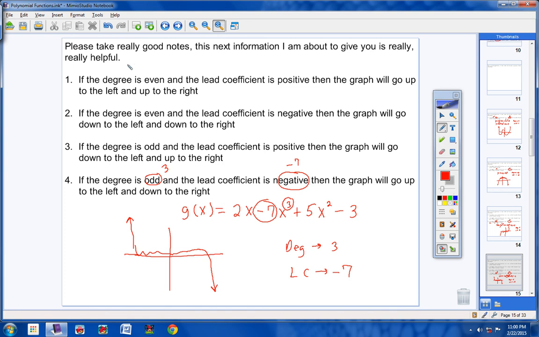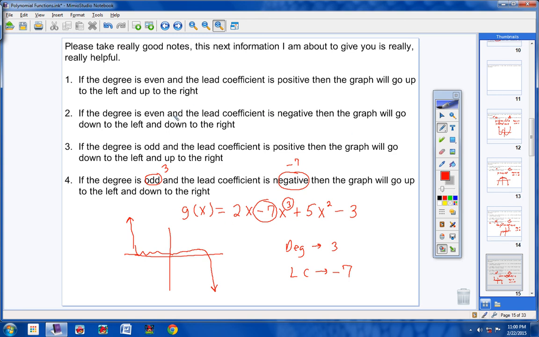So let's go over this again. Degree even, coefficient positive: up and up, left and right. Degree even, coefficient negative: down and down, left and right. Degree odd, coefficient positive: down to the left, up to the right. Degree odd, lead coefficient negative: up to the left, down to the right. You need to memorize those, not word perfect.